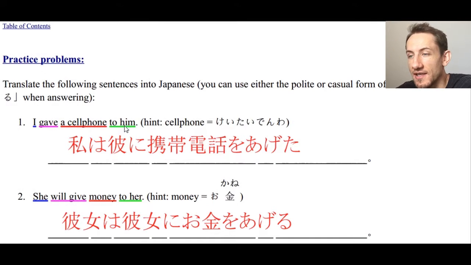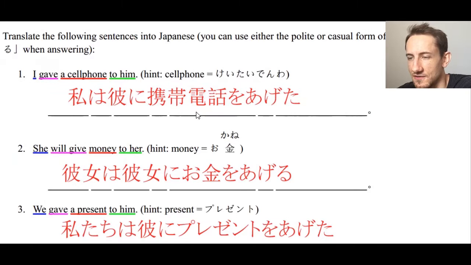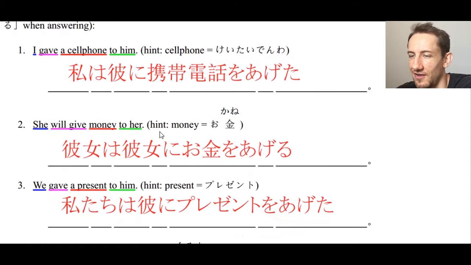All right, number 1. I gave a cell phone to him. 私は彼に携帯電話をあげた。 Or あげました, whatever you want. And here you can see the kanji form of 携帯電話, same meaning, same pronunciation, just a little easier to write in hiragana. And number 2, she will give money to her.